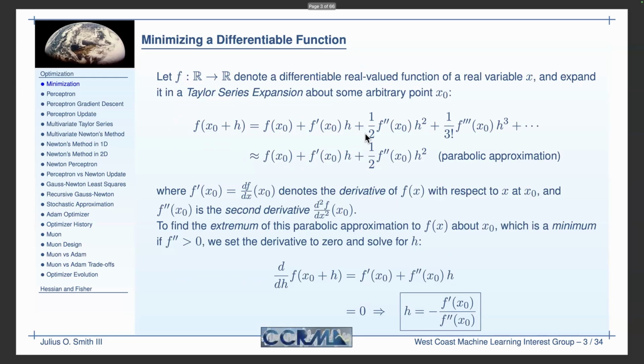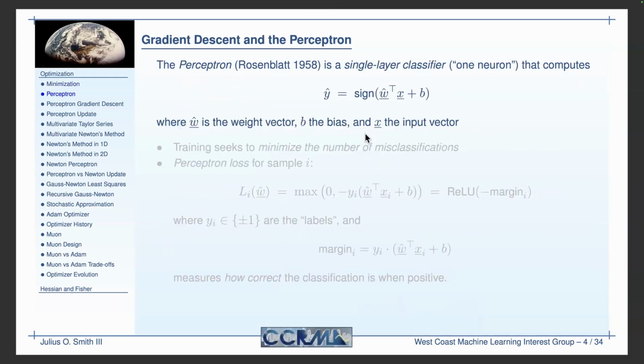Okay, so then I decided we should all know the perceptron, right? And the fact that it does gradient descent. And so that's an interesting derivation. So this is all the way back to 1958. It's a single layer classifier. You can think of it as one neuron.